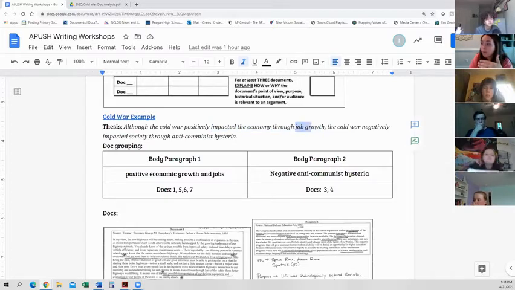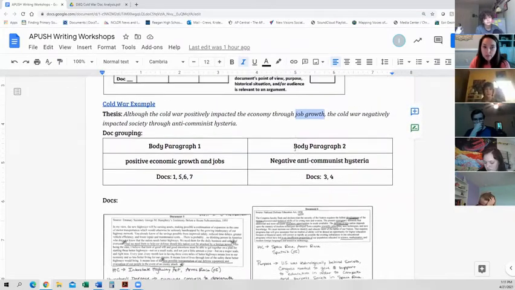So my number one focus, and you'll see this, I'm going to use job growth over and over and over again in my body paragraphs, because that is how you show support. You're using these documents as evidence to support the claim that you're making. Does that make sense? One of the things I'm really going to recommend today, and I know this is probably not what you've been taught in English, but please be repetitive. Use the words from your thesis in your paragraphs, okay?